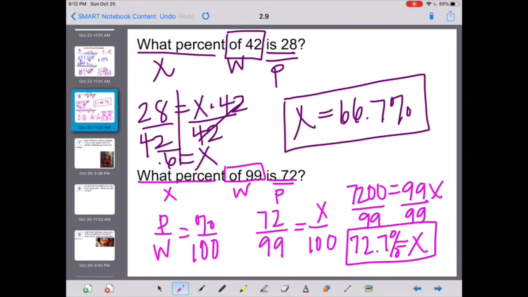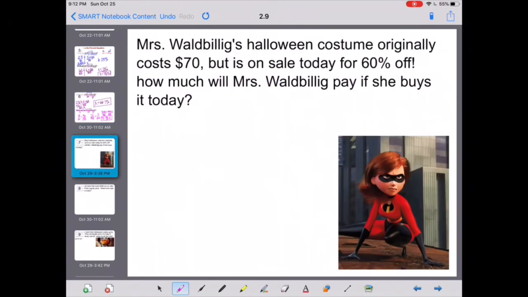72.7%. Okay, now unless the book specifies, you can choose to use whichever method you prefer, the percent equation or the percent proportion from here on out.